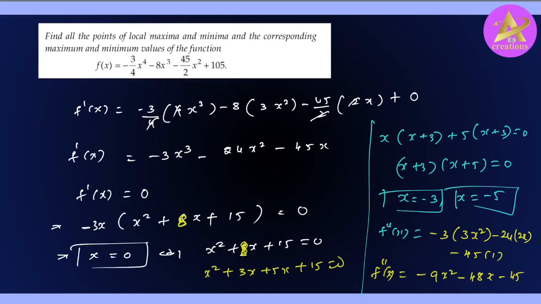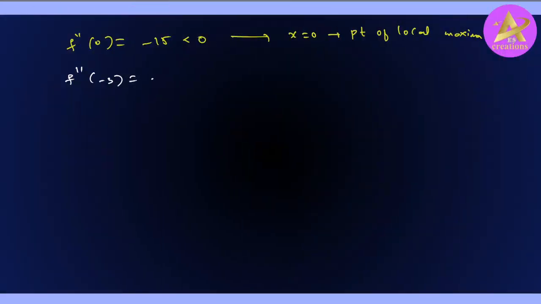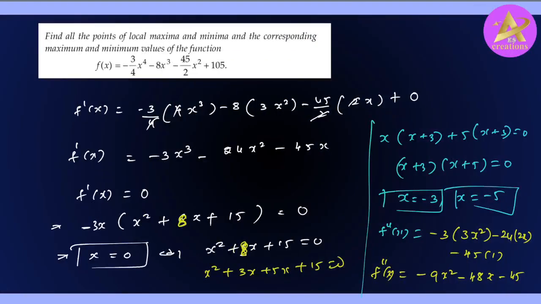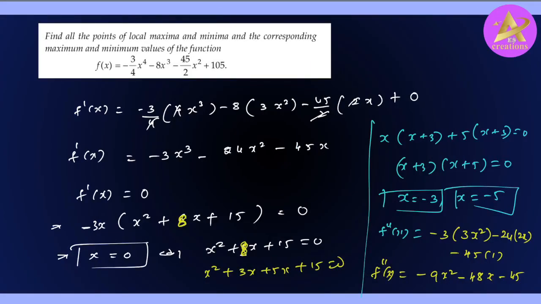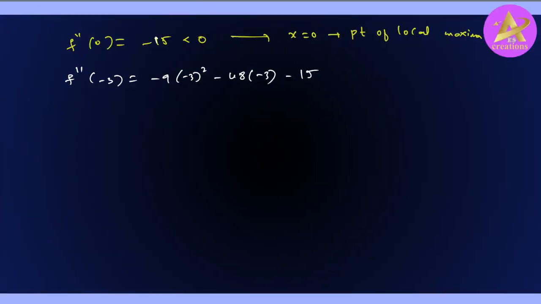Replacing x with minus 3, we get minus 9 times (minus 3) square, minus 48 times minus 3, and minus 15, that is 45, right? This is 45.